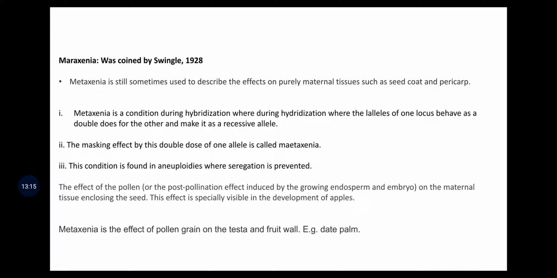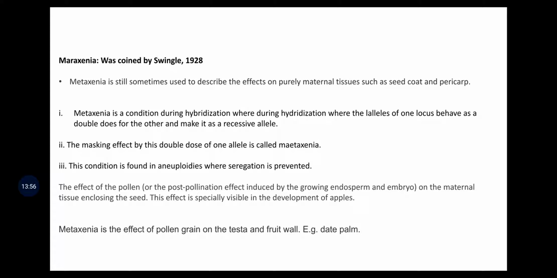That means there is always confusing definition between Xenia and Metaxenia, but nowadays the scientists made it clear to distinguish between Xenia and Metaxenia. Metaxenia is a condition during hybridization where the alleles of one locus behave as a double dose for the other and make it as a recessive allele. That means one dominant allele is present, it acts as a double dose, meaning duplication effect, and masks the effect of recessive allele. Masking effect by this double dose of one allele is called Metaxenia.